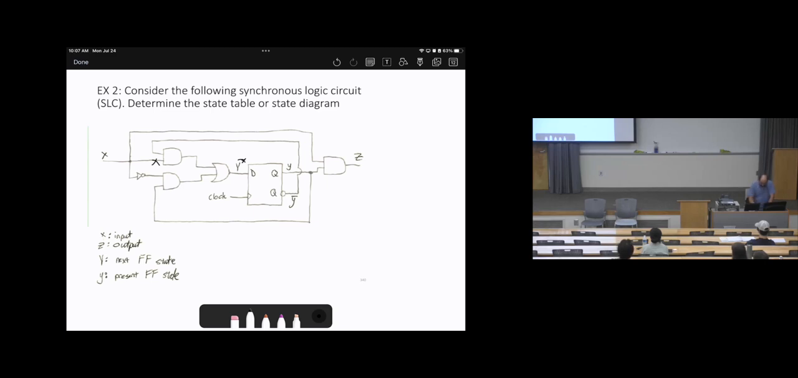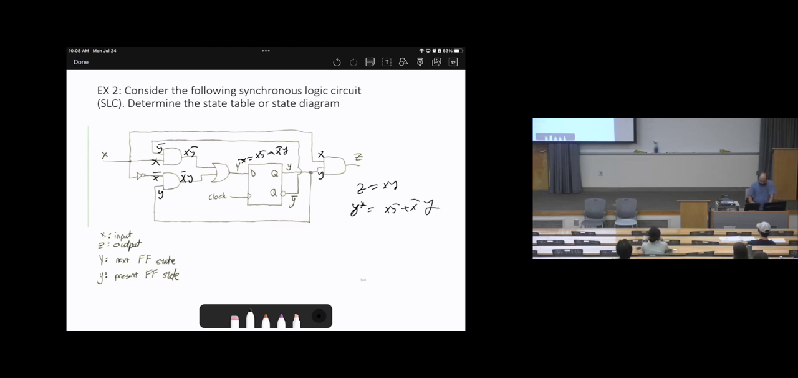Then here is Z, this is X bar, here is Y, then in this part which is Y bar, this is going to be X, Y bar, here is X bar, Y. So Y star will be X Y bar plus X bar Y. Then what else? Z, we can say it is X and Y. So as a result, Z equals XY, and Y star, or Y next state, will be XY bar plus X bar Y.